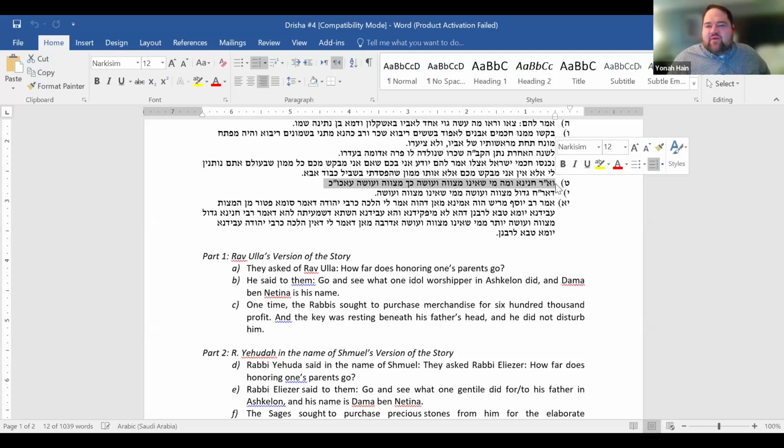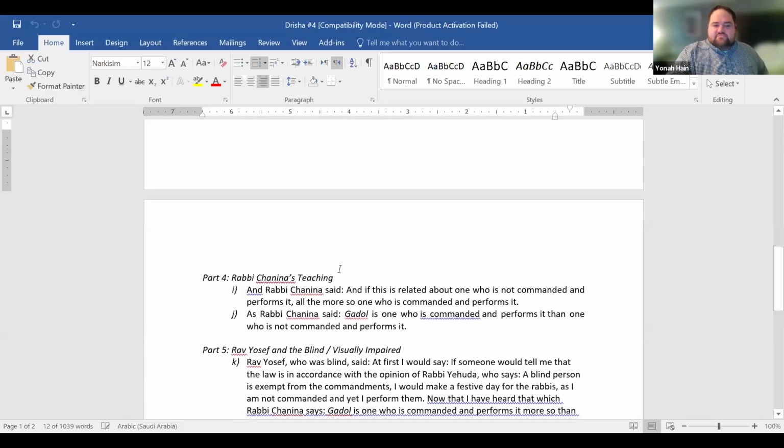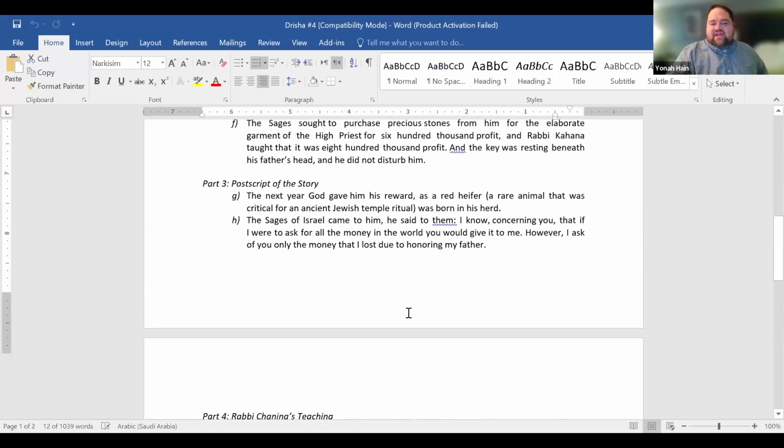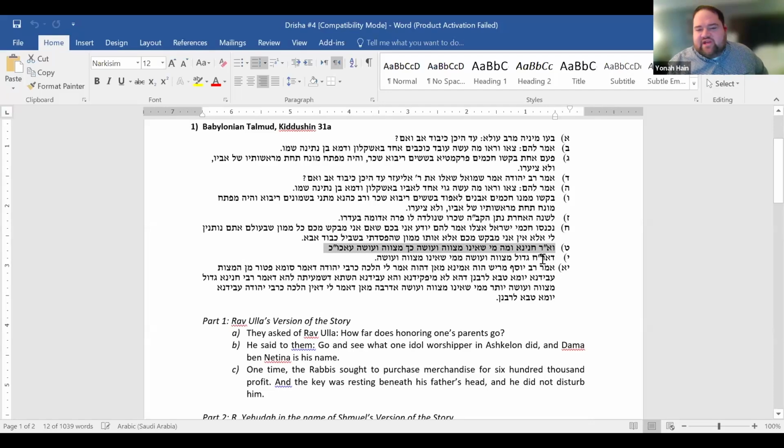And if this is what someone who is not obligated and does the mitzvah is like, uma mi she'eno mitzuve v'ose kach. Someone who is not obligated but does this, mitzuve v'ose alachat kama v'kama. How much more so someone who is obligated? And Rabbi Chanina said, about one who is not commanded and performs it, all the more so one who is commanded and performs it. For Rabbi Chanina says, Gadol mitzuva v'yoseh mimi she'enu mitzuva v'yoseh. Gadol, greater, is the one who is obligated and performs, than the one who is not obligated.